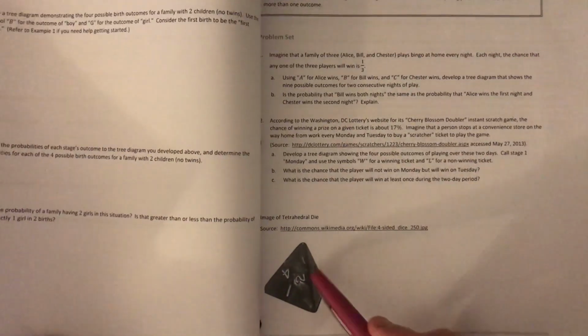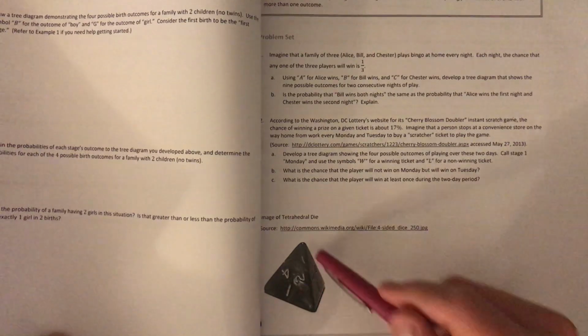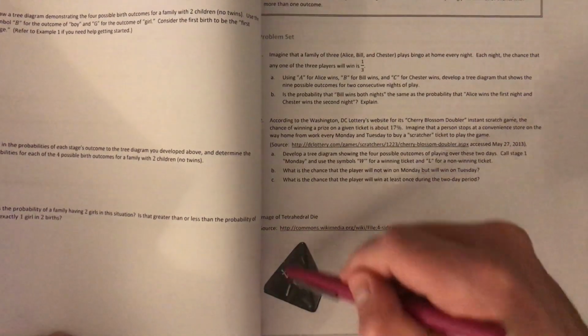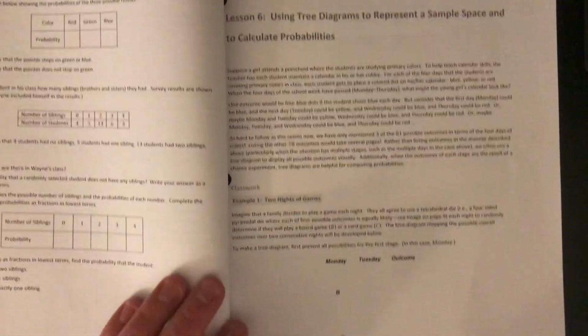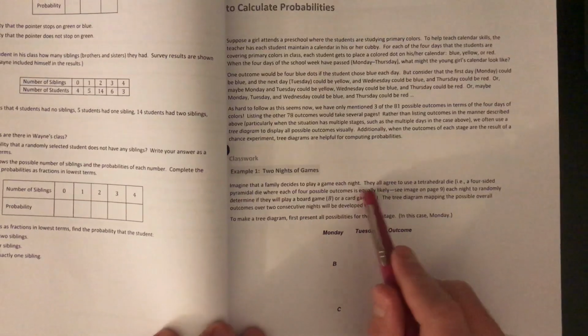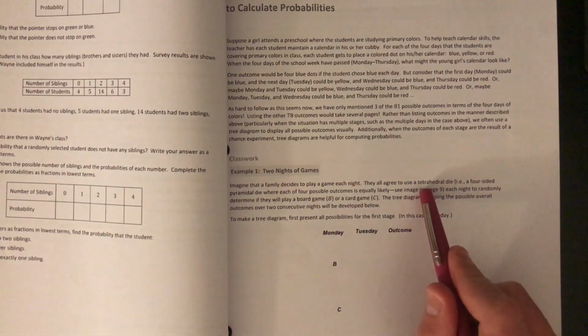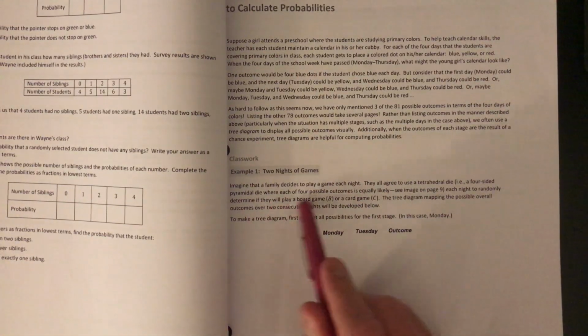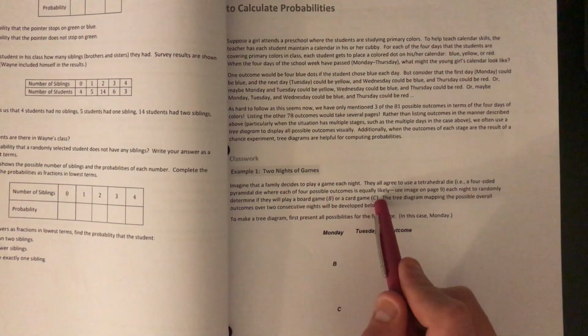I don't know how well this is going to come up in the video, but it's like a pyramid with three sides here, here, and here, and then one side on the bottom. So it's a die that only has 1, 2, 3, 4, not 6 like you're used to. They all agree to use a tetrahedral die where each of the four possible outcomes is equally likely.